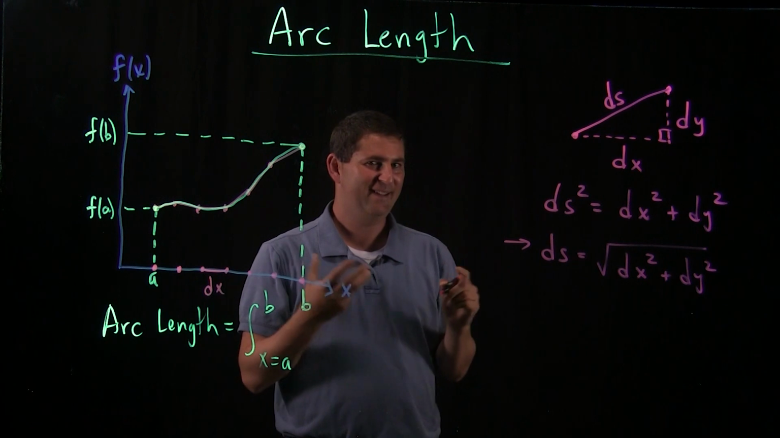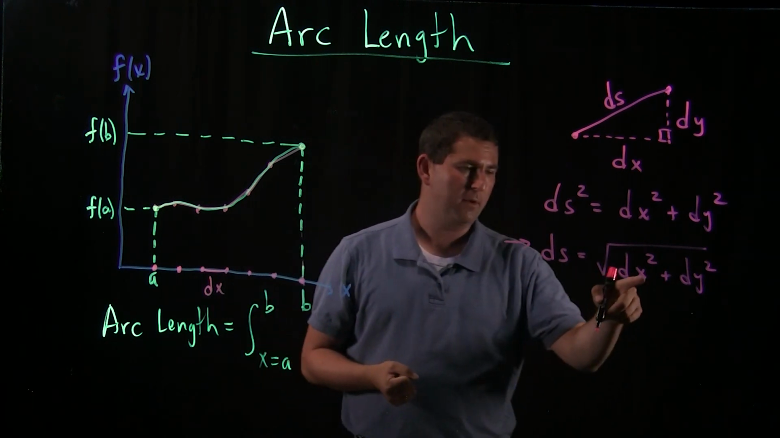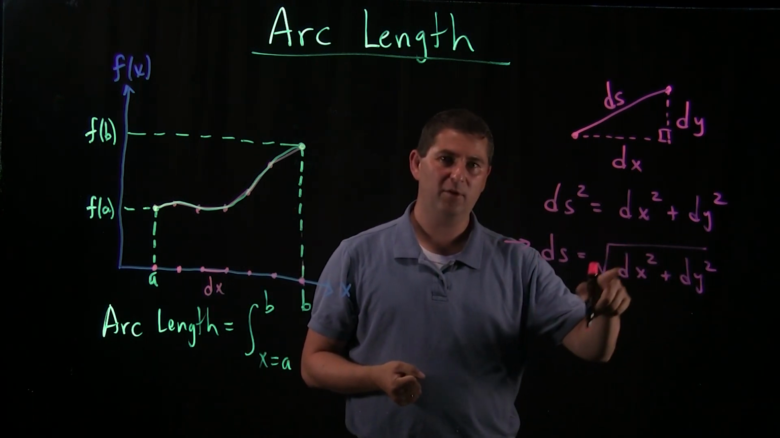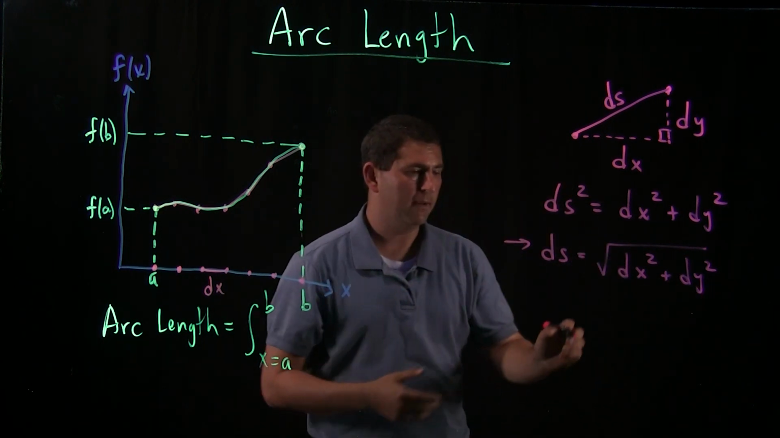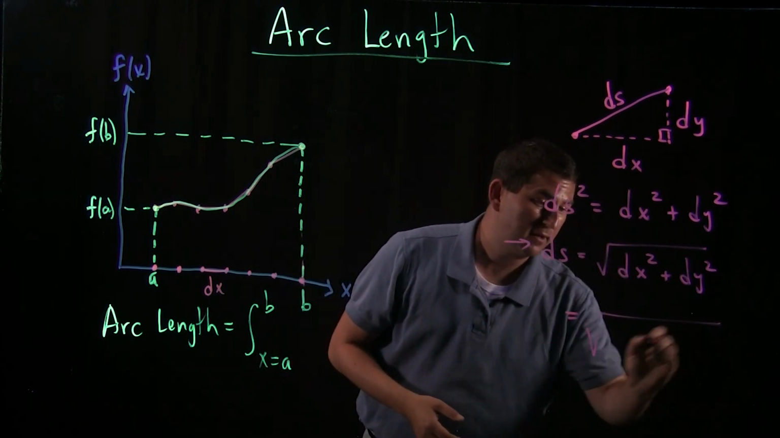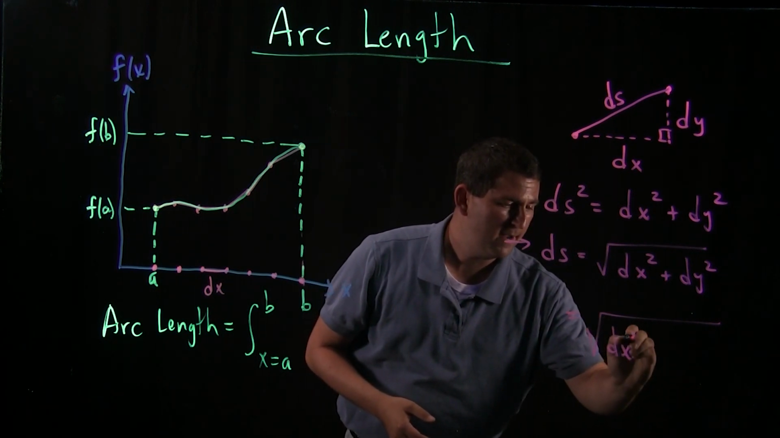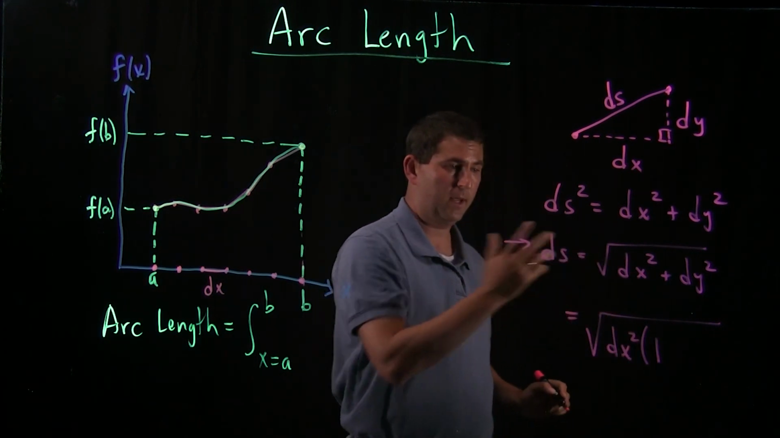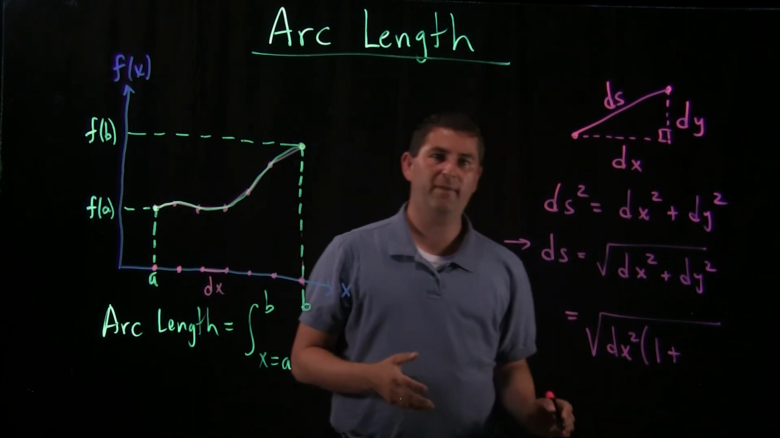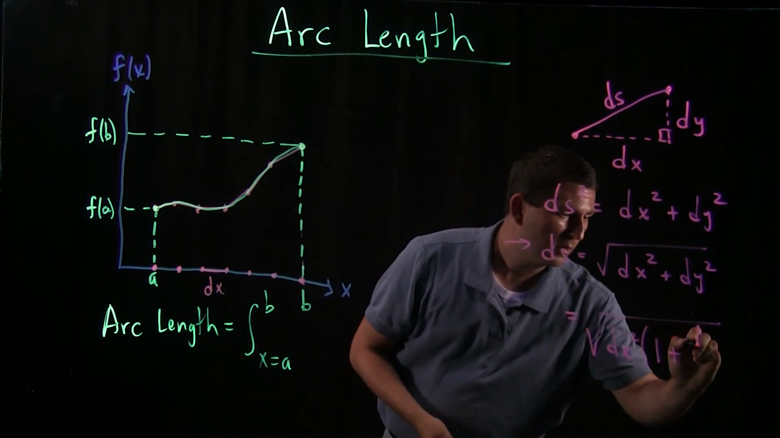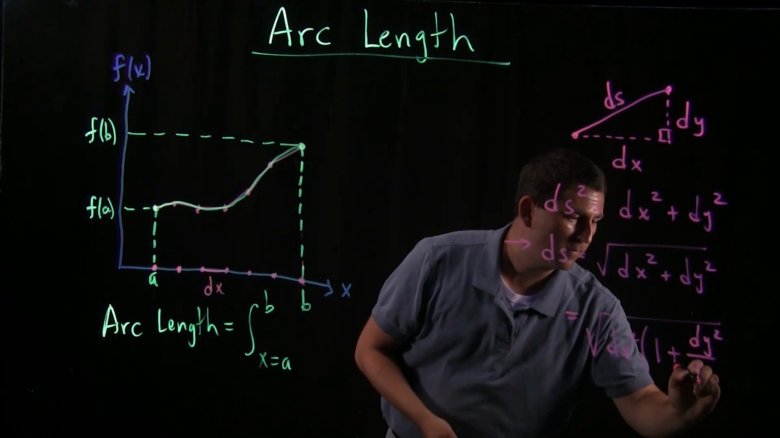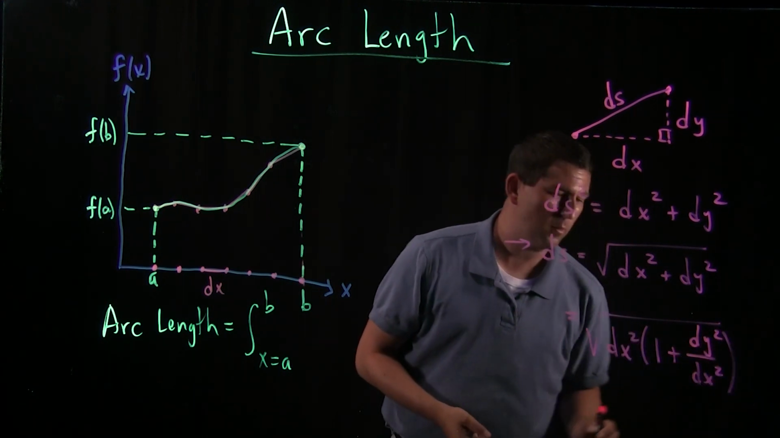Now I play a little factoring game. I'm going to factor a dx out of both of these terms. You might say there's no dx over here, and you're right. Actually, it'll be a dx squared. If I factor a dx squared out of the first term, I get a 1. There isn't one to factor out of the second term, so I'm going to have to just divide by it. So I get dy squared over dx squared.